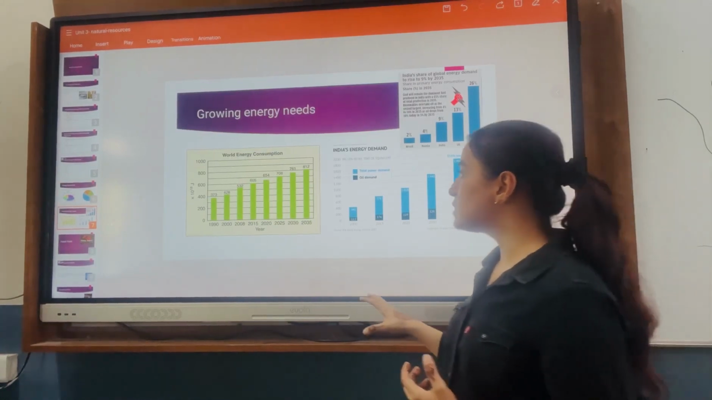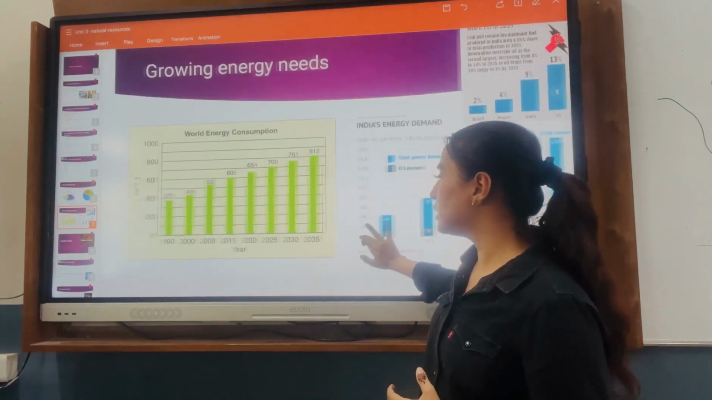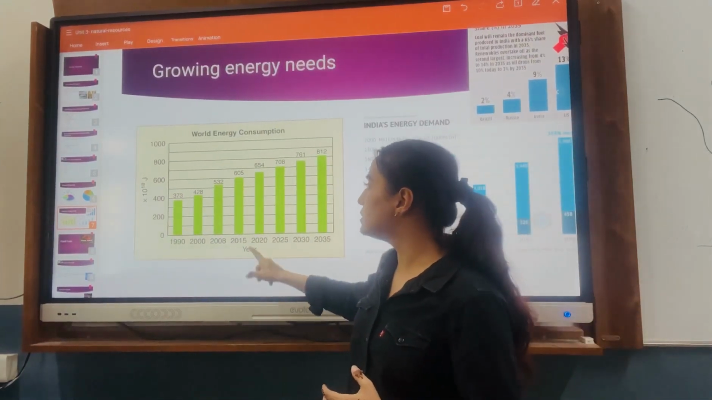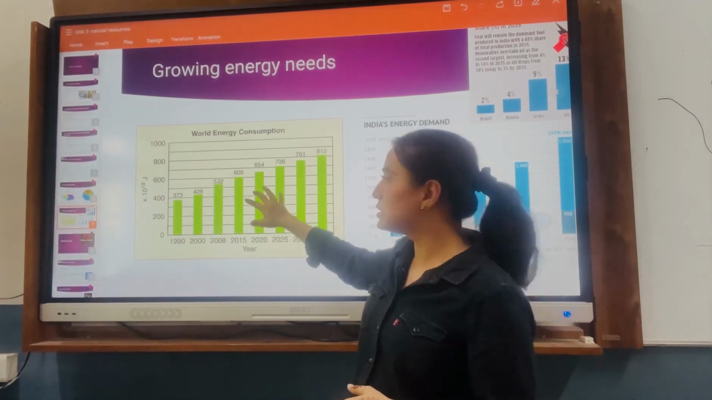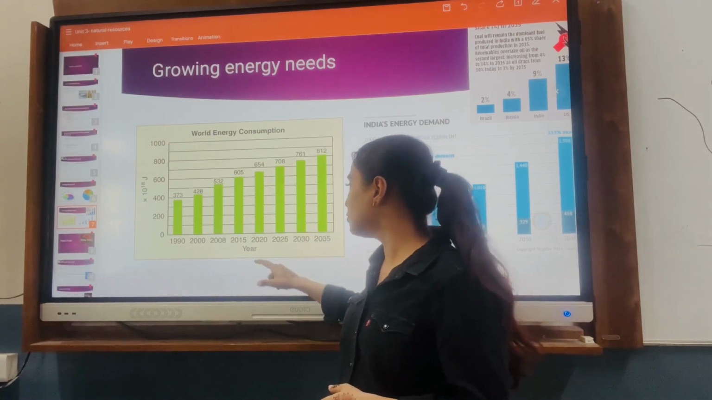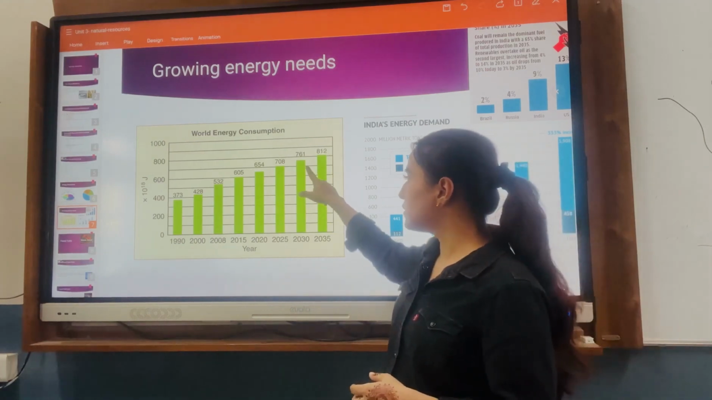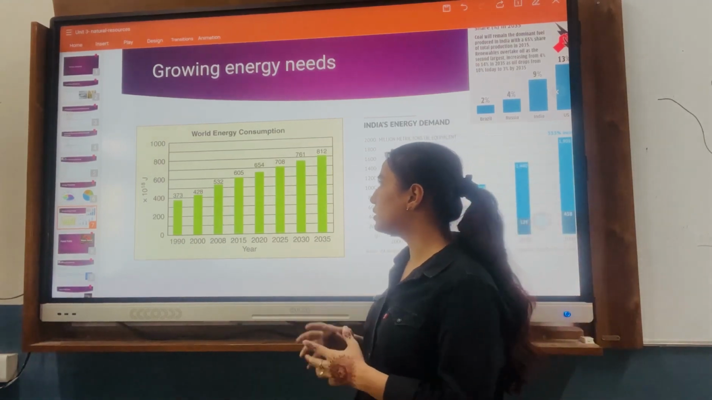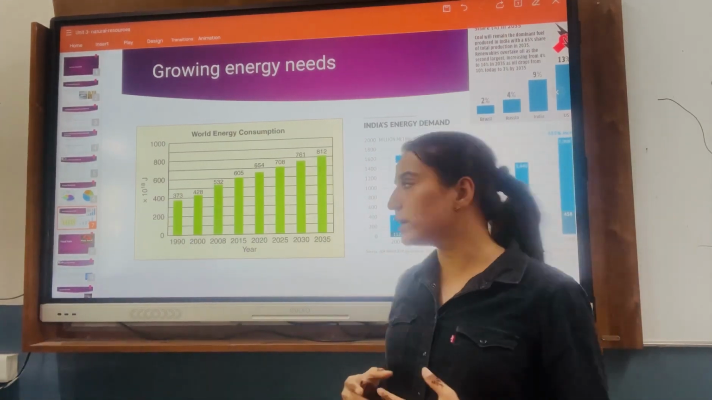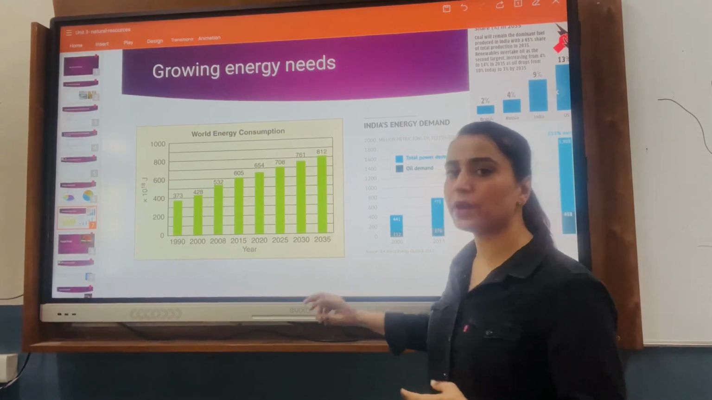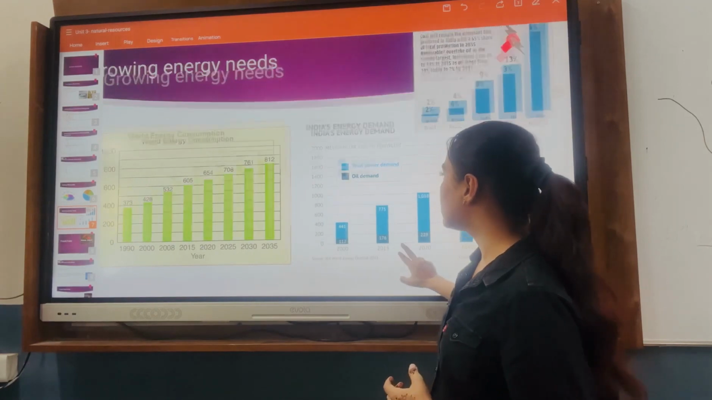And this is the trend of how these energies will be utilized in the future. In the year 2020, our total energy consumption was 654 exajoules, around 10^18 joules of energy. By the year 2030, our energy demand is going to increase to 761 exajoules. This is a report by World Energy Outlook. This is a 2015 report.